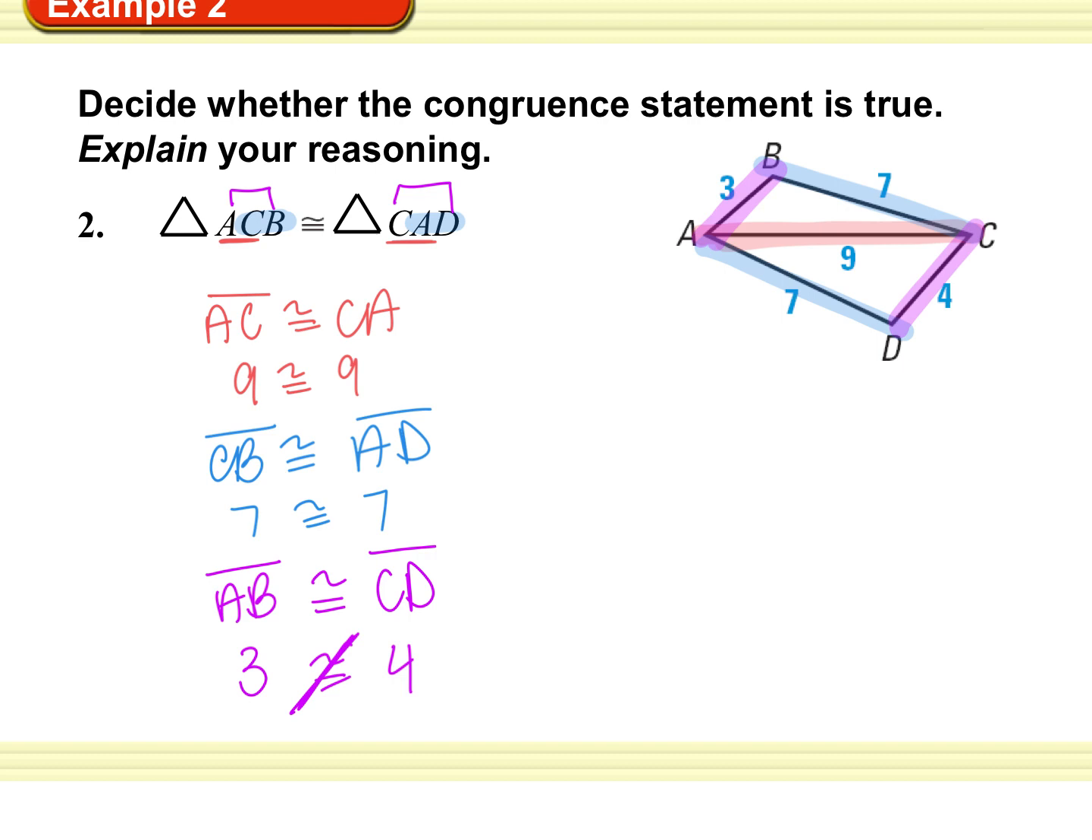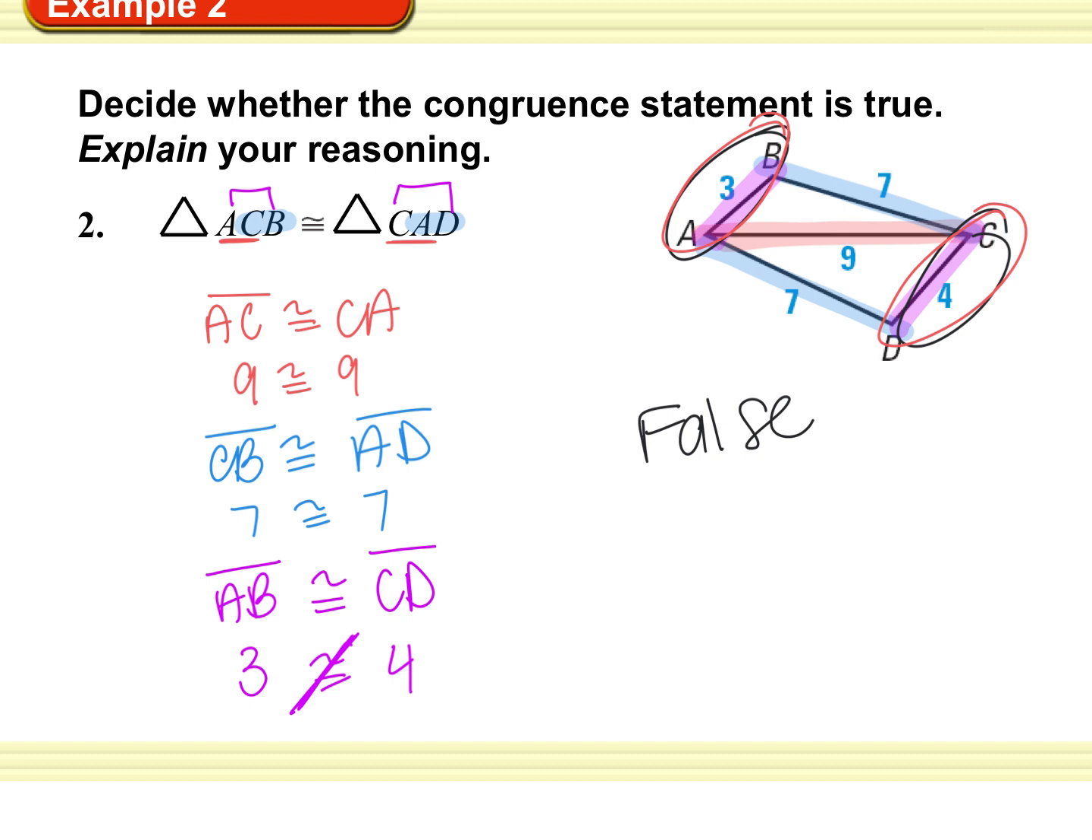And is this a true statement? Is this congruency statement true? Are both my triangles congruent? No, this is false. Okay, that's all I have to write. And it's false because of this right here. Because those two sides are not congruent.